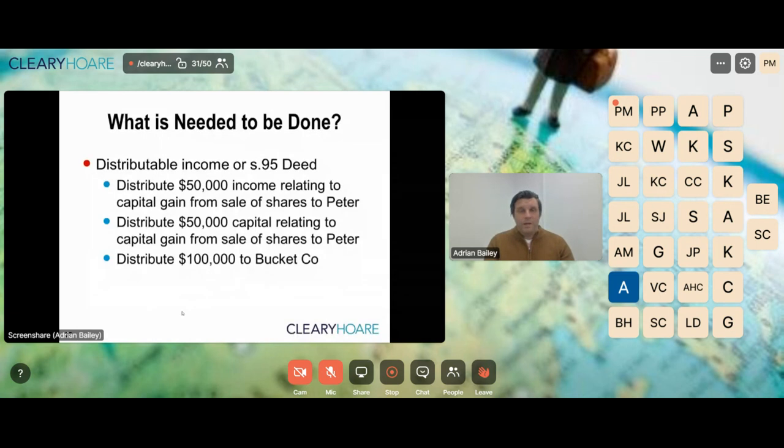We wouldn't need to rely on the adjusted Division 6 percentage because there are no beneficiaries not specifically entitled to a capital gain or a dividend. And we would end up with the tax result that we wanted. And of course, the other part of our resolution would be a distribution of $100,000 to Bucket Co.